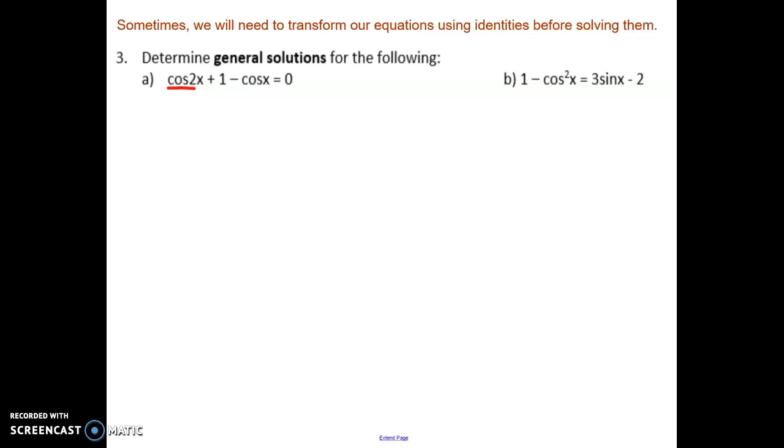So this is part 2. We're looking at the 6.4 equations here. Question number 3 says determine the general solutions to the following. Now, I'm also going to switch between degrees and radians as we're doing these, just so that you can see some in both. So let's do the first one here in radians.